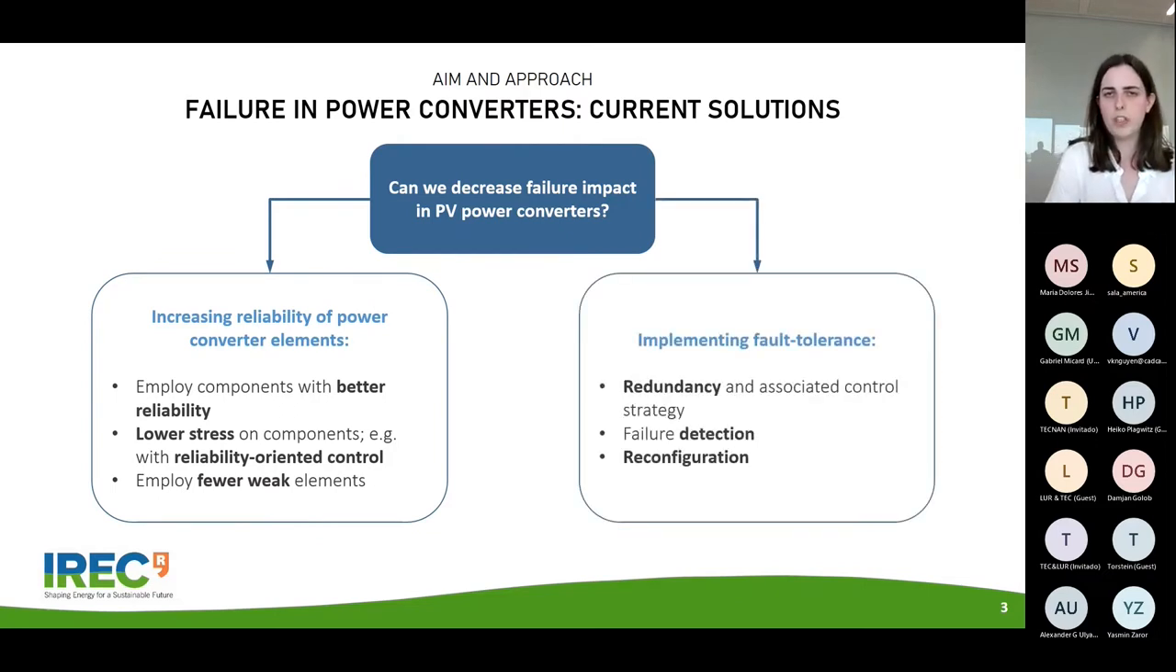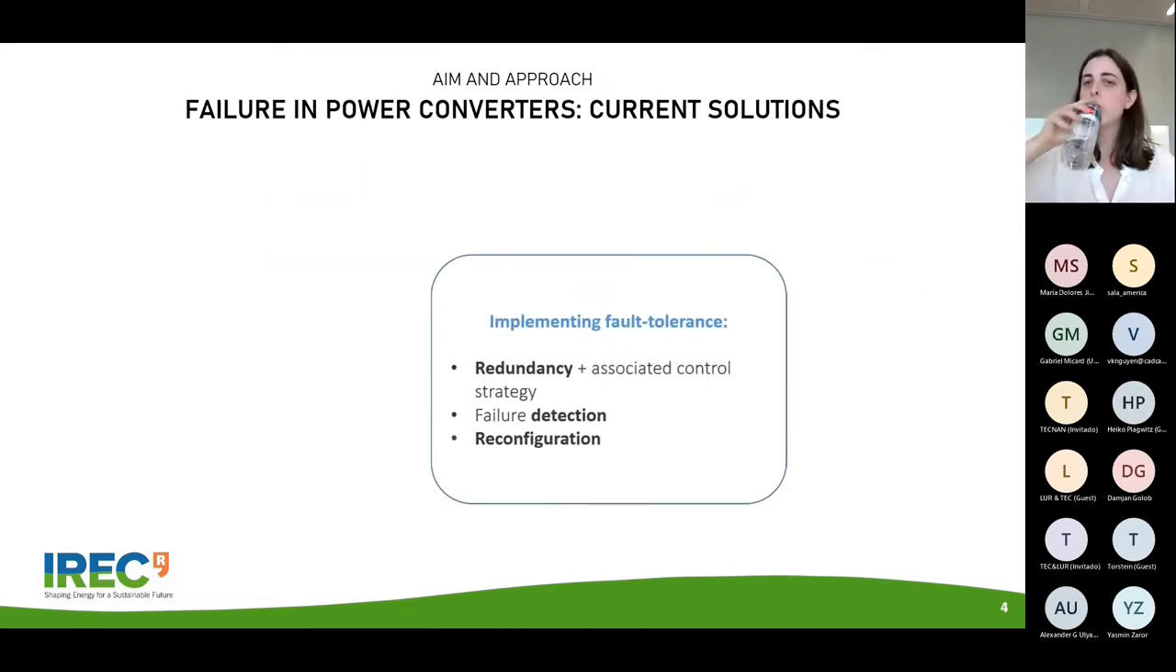The other approach to decrease failure impact in power PV converters is implementing fault tolerance. In this sense, we build converters that are able to survive a fault. To do so, we need redundancy structures or switches and the associated control strategy to control them. We need also failure detection, and we need a reconfiguration circuit to implement the fault tolerance. IREC's proposal is based on fault tolerance, so let's take a moment to analyze this solution better.